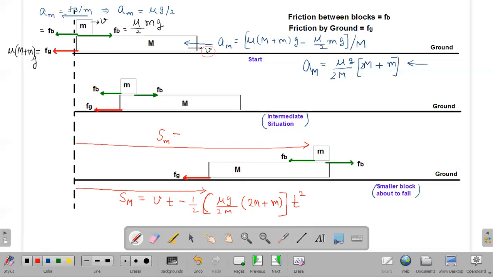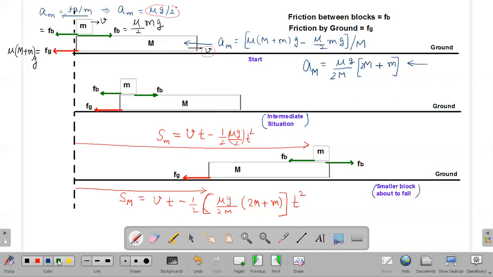Now the displacement which is done by the upper block from the initial point, will be its initial velocity v into time t. Again a minus sign because the acceleration of upper block is towards left side. So it is minus half, and the acceleration of upper block is, notice, mu g by 2. So you will write here mu g divided by 2 times t square.